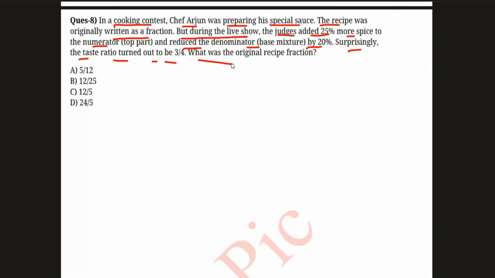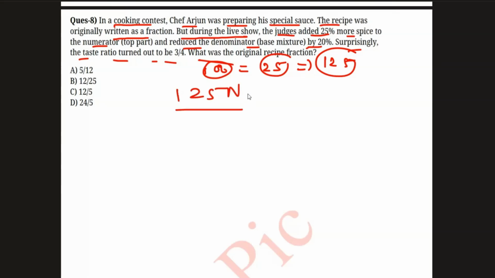So let's say we are dealing on a scale of 100. Now, according to the question, the judges added 25% more spice to the numerator, which means 25% of 100, which is 25. And if you add 25 to 100, it is 125, which means the numerator becomes 125n. For the denominator, it is said that it is reduced by 20%. What is 20% of 100? It is 20 only. If you subtract 20 from 100, it will be 80, which means the denominator is 80d.